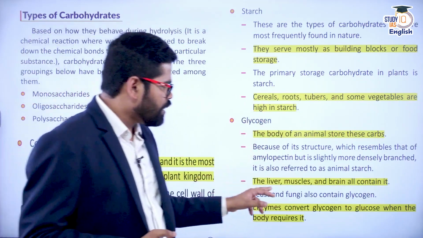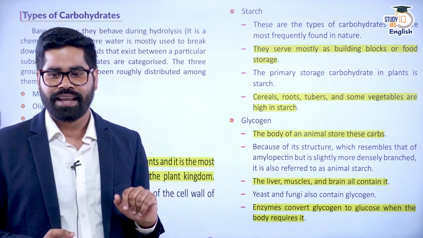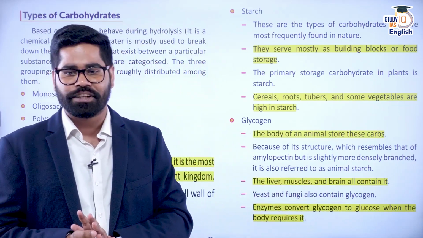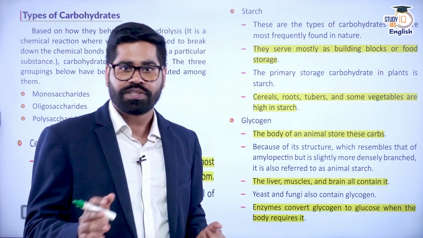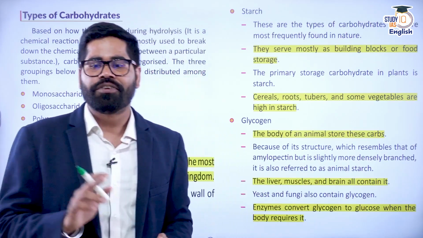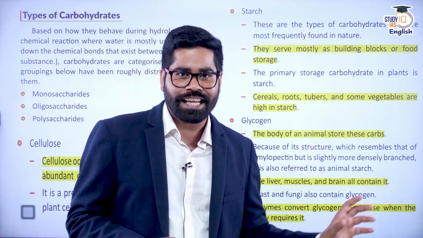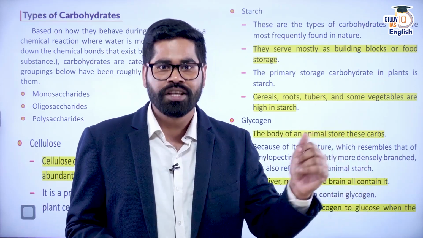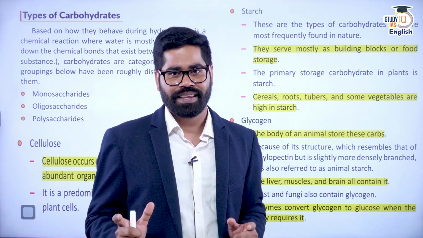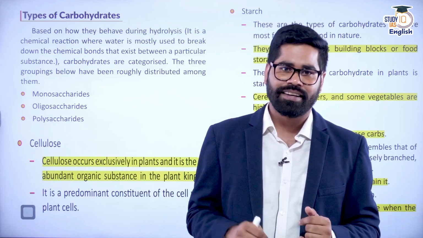Now, the liver, the muscles, and the brain all contain this glycogen. Even the yeast and the fungi also contain this glycogen. And the enzymes, the various catalysts in our body, convert this glycogen into glucose. Whenever the body requires it, the glycogen is converted into glucose so that the body can meet its energy requirement. So that is another form of major carbohydrate which can be seen in nature.